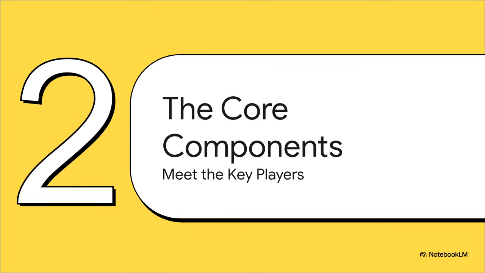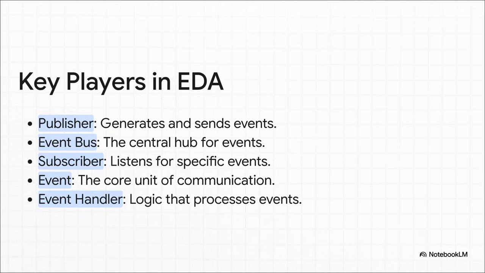But what are the actual moving parts that make this whole thing work? Let's meet the key players in this architectural drama. An event-driven system really boils down to 5 core elements. You've got the publisher, which creates the event, the event bus, which is like a central highway for all the events, the subscriber, which listens for the specific events it cares about, the event itself, which is the message, and the event handler, which is the code that actually does the work.